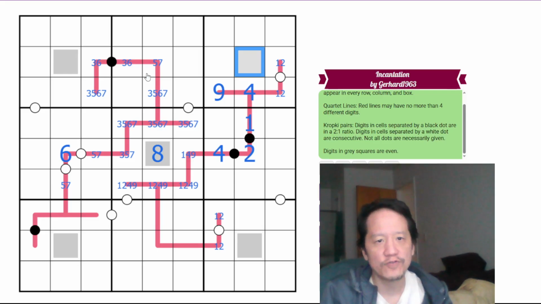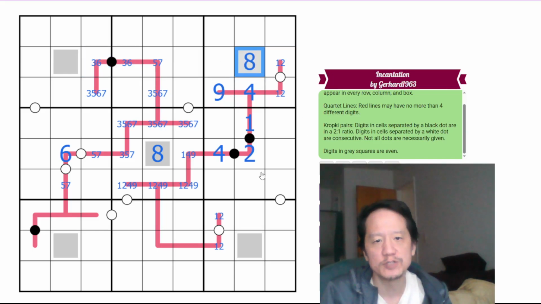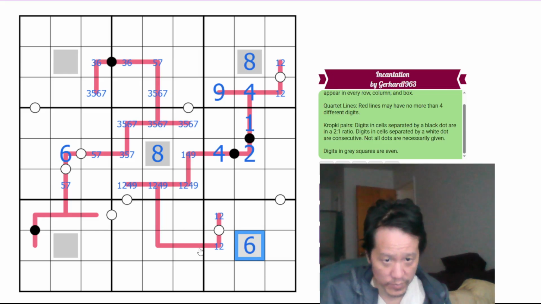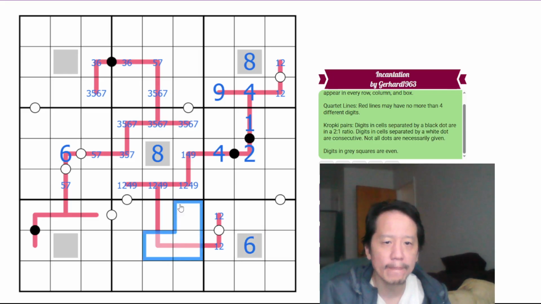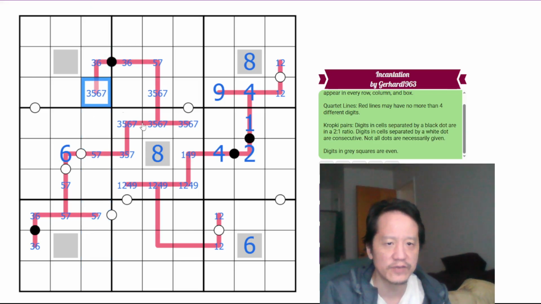Again, this cannot be 2 or 4. It can't be 6 because of the 1, 2, 4, 9 quadruplet in the box and the 6 in the row. So this must be 8. This is the only even digit remaining. So that's 6. This cannot be 6. This is a 1 to 2 ratio, and it can only be 3 and 6. So this is 3, 6. This is a 5, 7 pair. We have a 5, 7, 5, 7 pair in column 3, which eliminates 5 and 7 in the rest of the column. This cannot be 5 or 7 then.